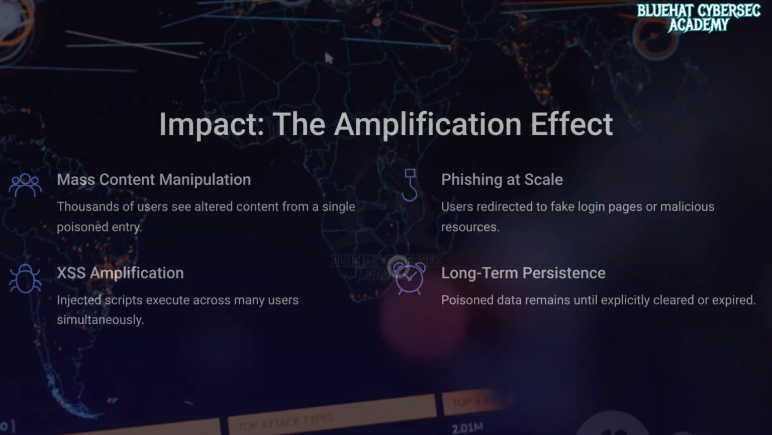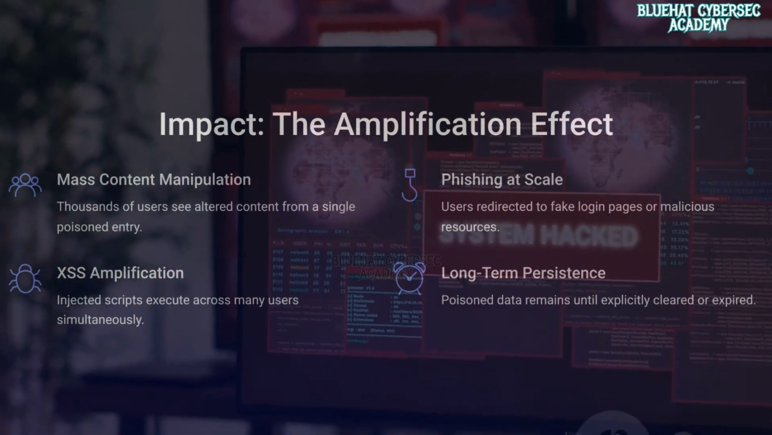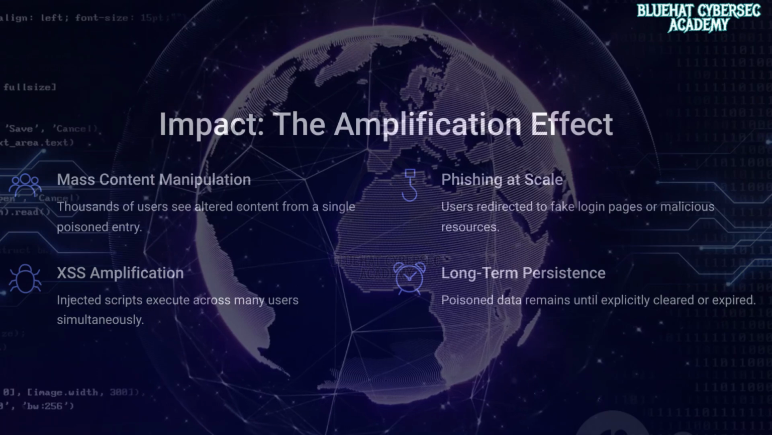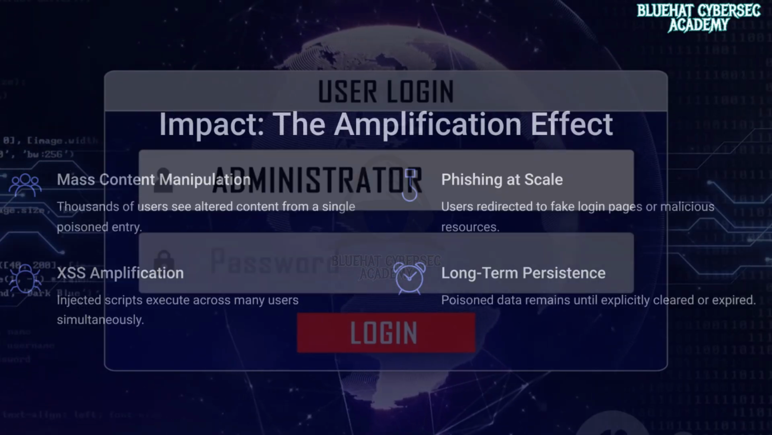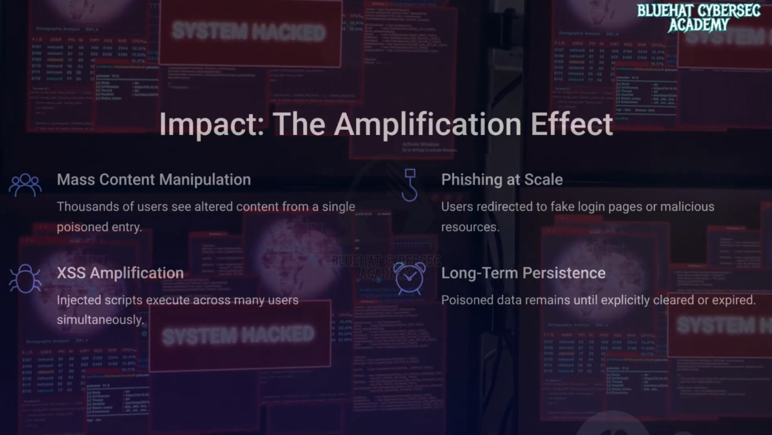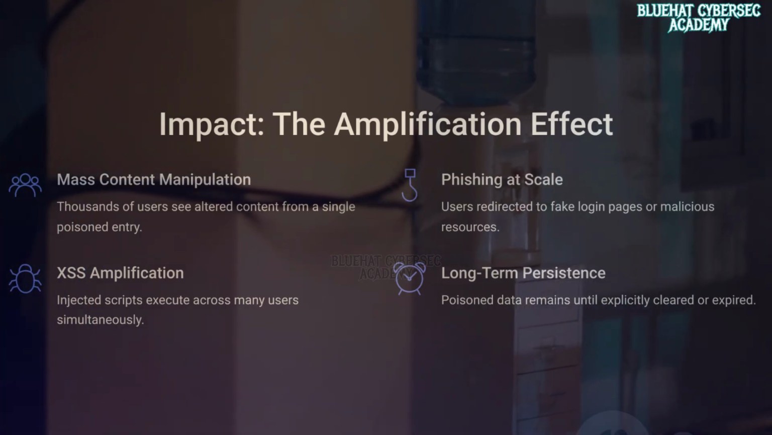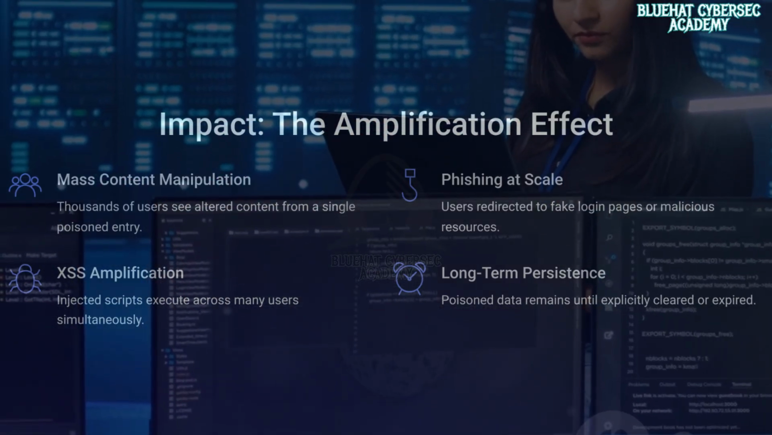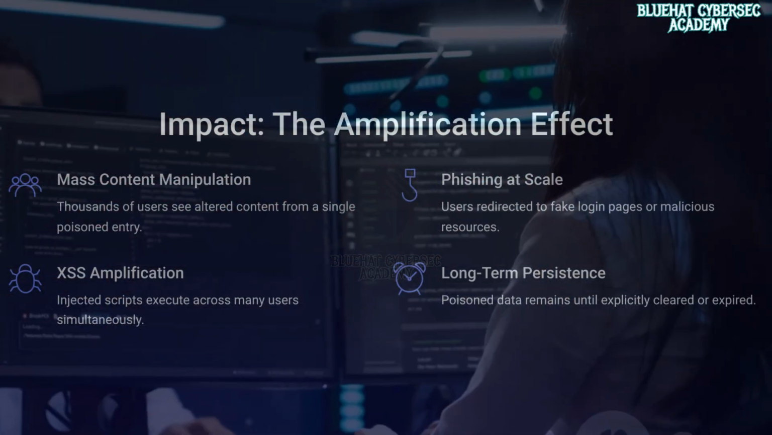Impact of cache poisoning. Cache poisoning is dangerous because of its amplification effect. Once successful, it can lead to widespread content manipulation where thousands of users may see altered content from a single poisoned cache entry. It can also enable phishing attacks at scale, where users are redirected to fake login pages or malicious resources. Another major impact is data integrity issues, where cached API responses may contain incorrect or manipulated information. It can also amplify cross-site scripting, or XSS, where injected scripts execute for many users. And finally, it can cause long-term persistence, where cached data remains poisoned until explicitly cleared or expired.